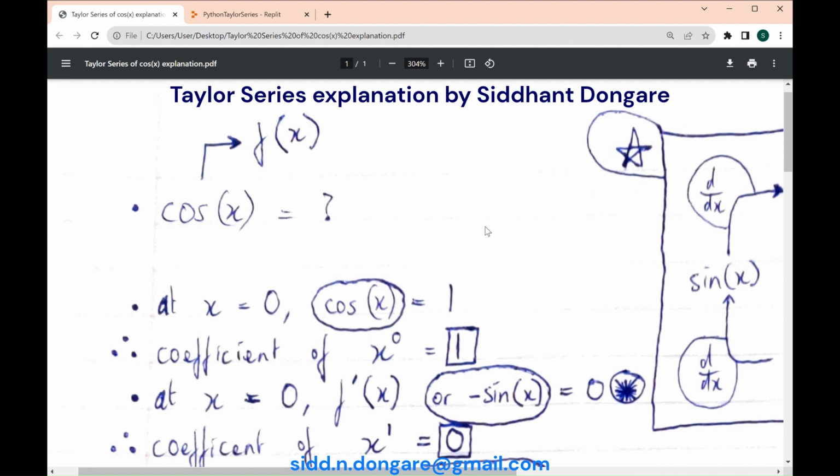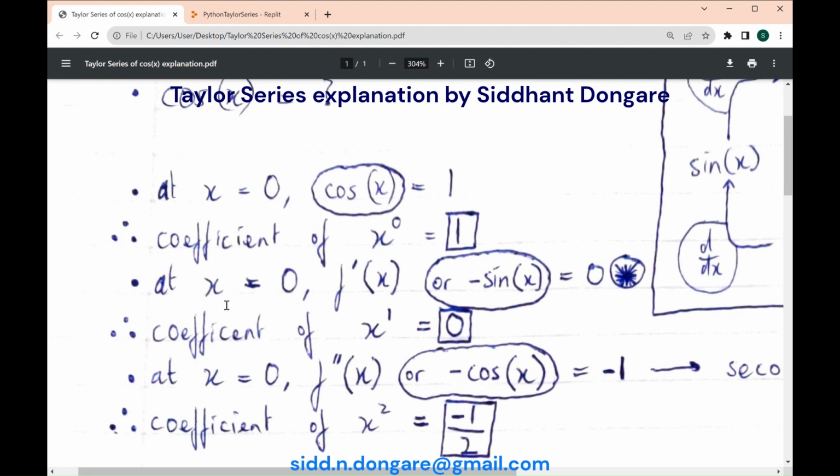First, we need to find the y-intercept, and this can be represented by finding the coefficient of x to the power of 0 of our polynomial function. So at x equals 0, cos of x is equal to 1. And that means that our y-intercept is 1. That means that the coefficient of x to the 0 is 1. Now this step doesn't really use derivatives, but the next steps will.